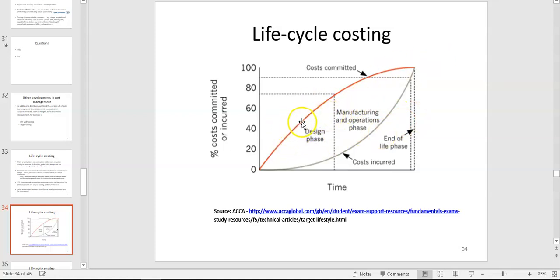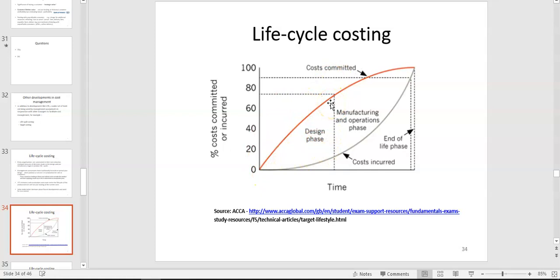So for example, you make a decision here to put in a particular type of engine in a car, or a particular type of glass or particular type of suspension system. That can commit costs in the manufacturing phase in terms of where you're going to source that material, or the end of life phase when you may have to dispose of particular materials that were involved in the manufacturing process. So life cycle costing tries to draw more attention to how important the design phase is.